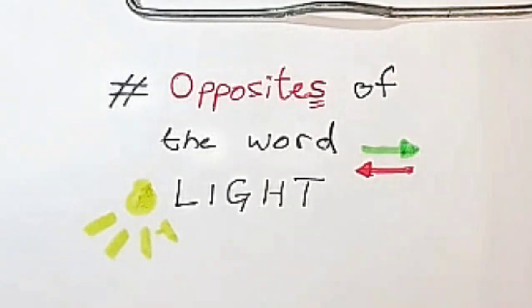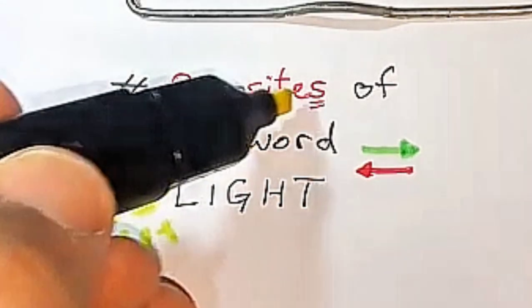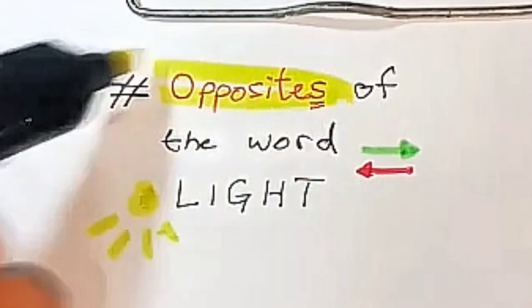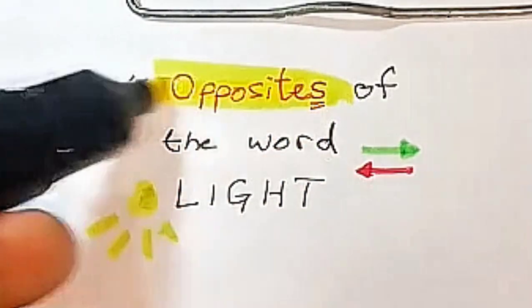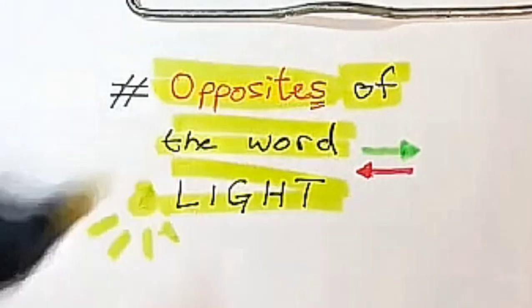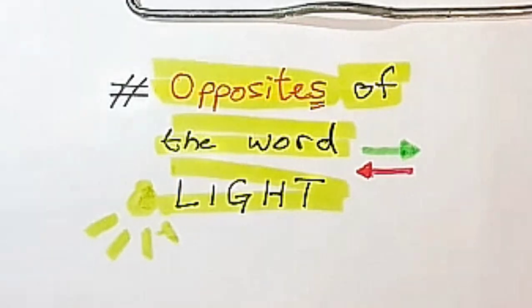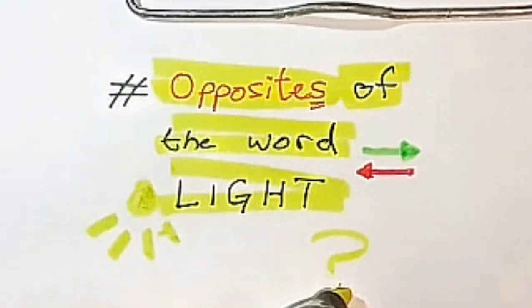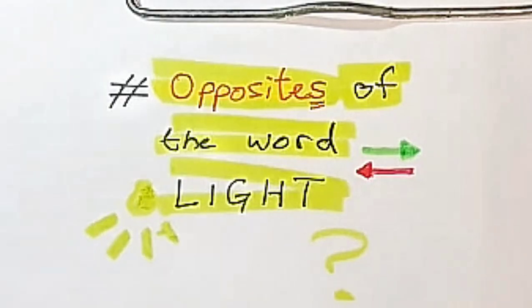I have a question, guys. We all know the word light, don't we? That's not the question. The question is, how many opposites does it have? Does it have 5, 6, or 7 more or less opposites? Would you like to know? There you are. Stay tuned and we will know how many and what they are.